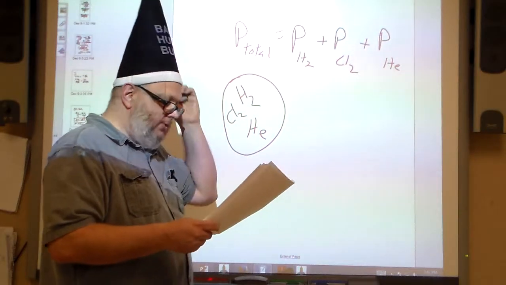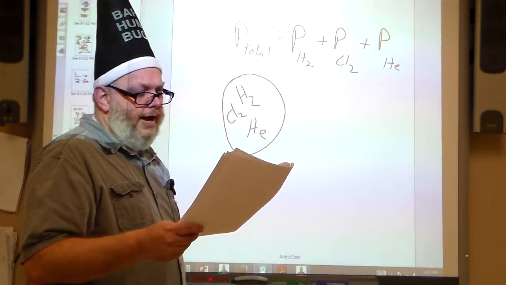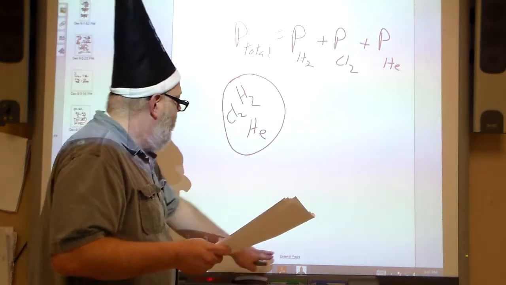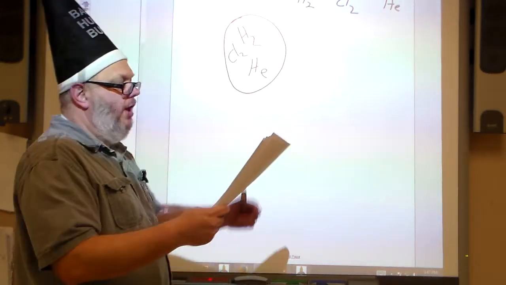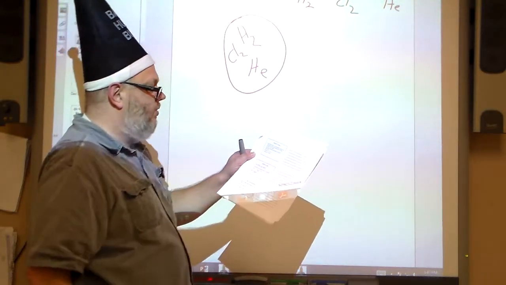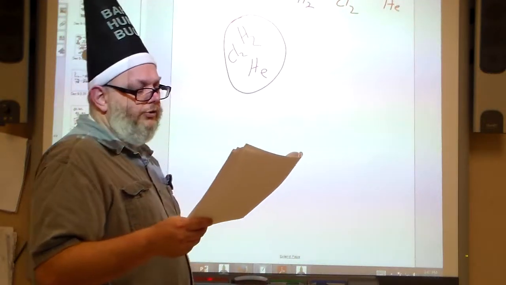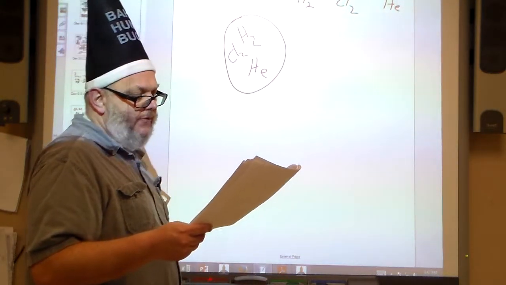So when we look at Dalton's law, we also get to look at the mole fraction. Now, for Dalton's law also, as we are down here, P total is equal to the total number of moles of gas times RT divided by V.